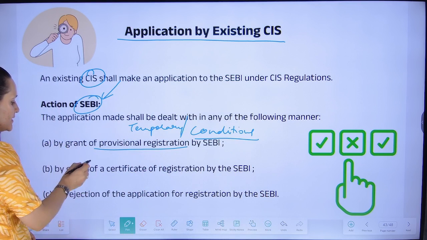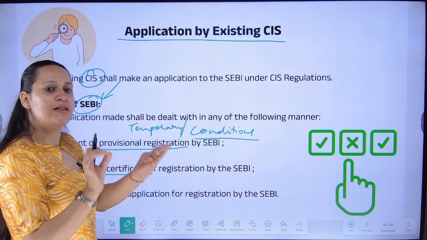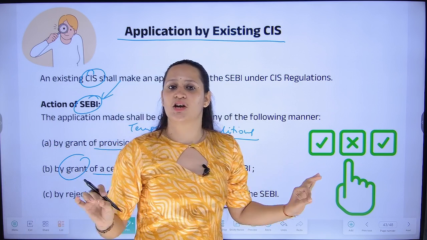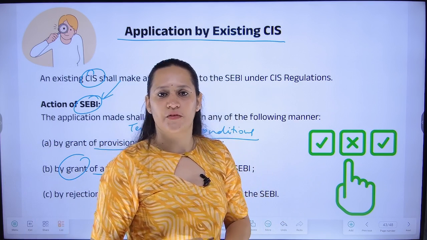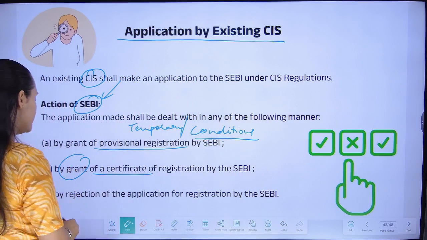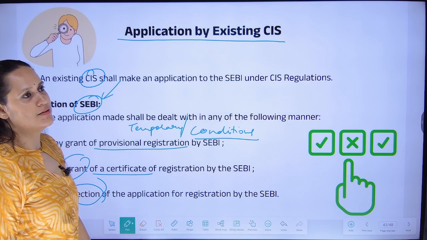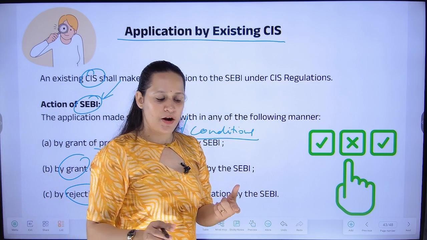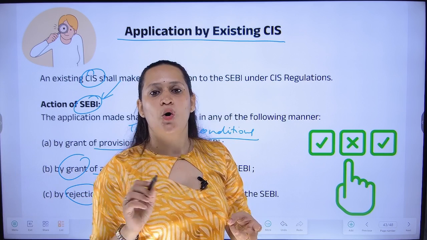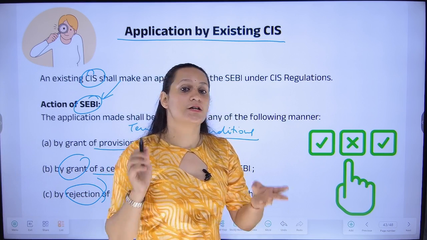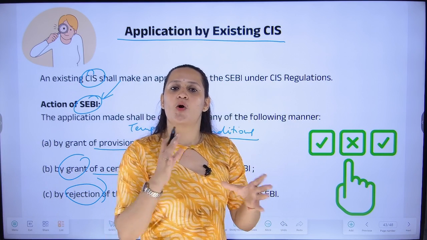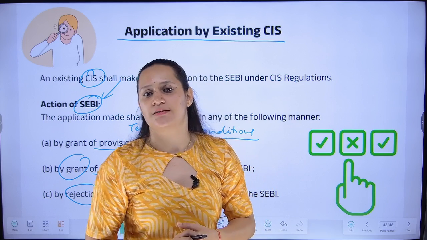Second option is grant the final certificate. Everything is proper. Everything is accurate. We are directly going to give you the certificate of registration. Third one is directly reject the application. Whether the people are not proper, the objective is illegal, or the way it is operated is not proper, it is not in the interest of investors. For all these reasons, directly we are going to reject the application.